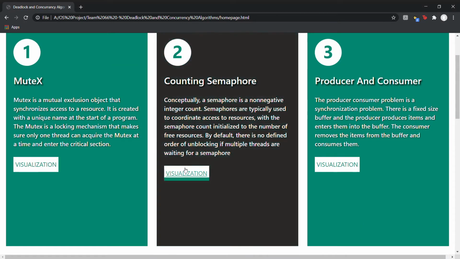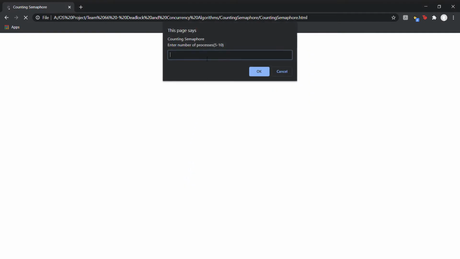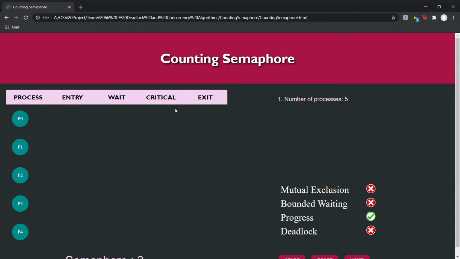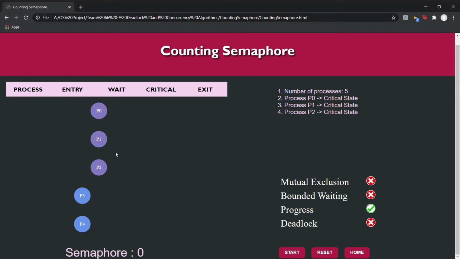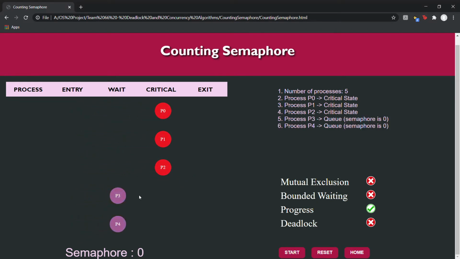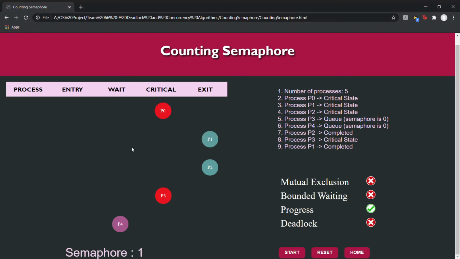The next one is counting semaphore. It asks us the number of processes. Let's just enter 5. So the 5 processes are represented. Since the semaphore value is 3, at a moment 3 processes can enter the critical section and complete it simultaneously. Other processes would have to wait in queue. Once a process's critical section is completed, another process takes its place, as is shown from the animation.